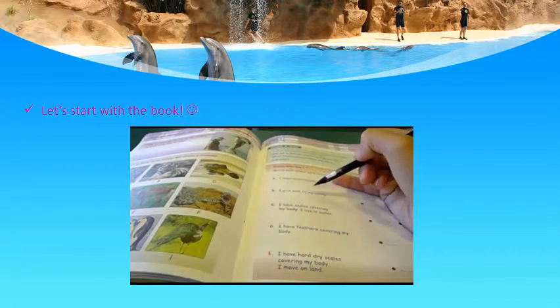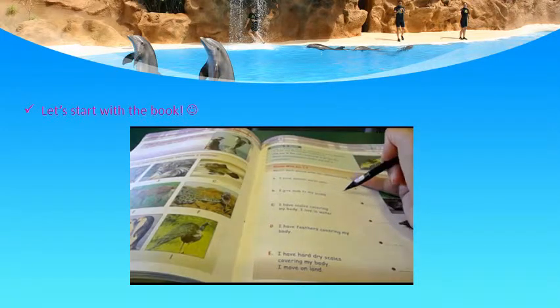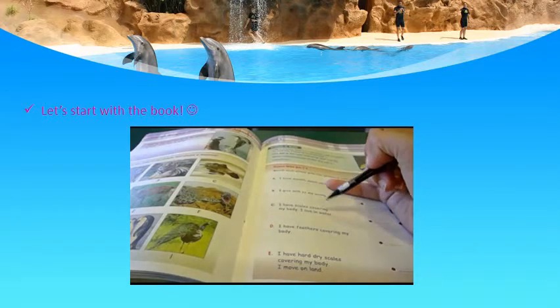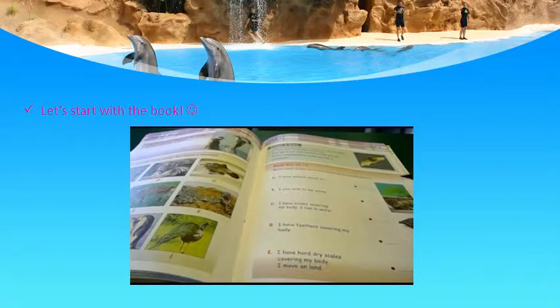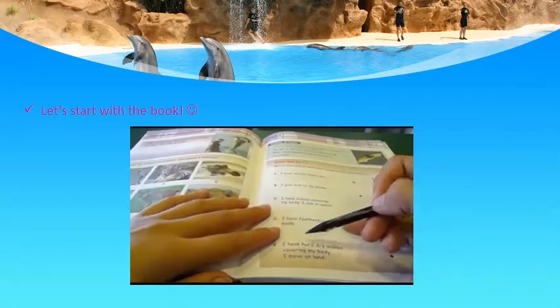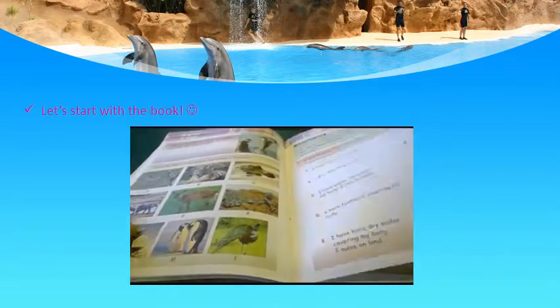I give milk to my young. Who gives milk to its young? Sure, mammals. I have scales covering my body. I live in water. That means the fish, which has disconnected or detached scales. I have feathers. Feathers, for sure, are for the birds. I have hard scales, which are reptiles. So it's the turtle.